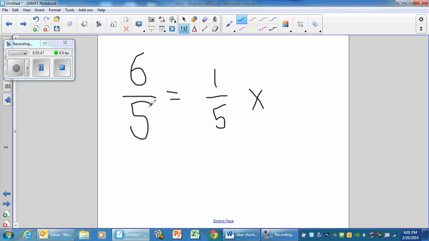So this was just like the one before. How many 1/5 would we need? How many groups of 1/5 would we need to get to 6/5? 6. So 1/5 times 6 would be 6/5.